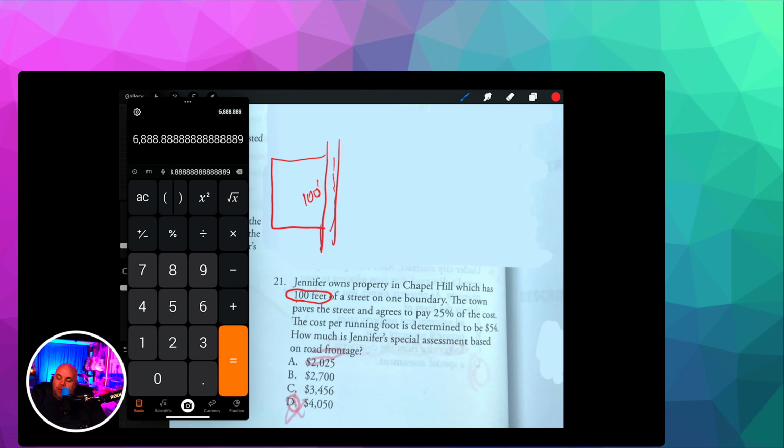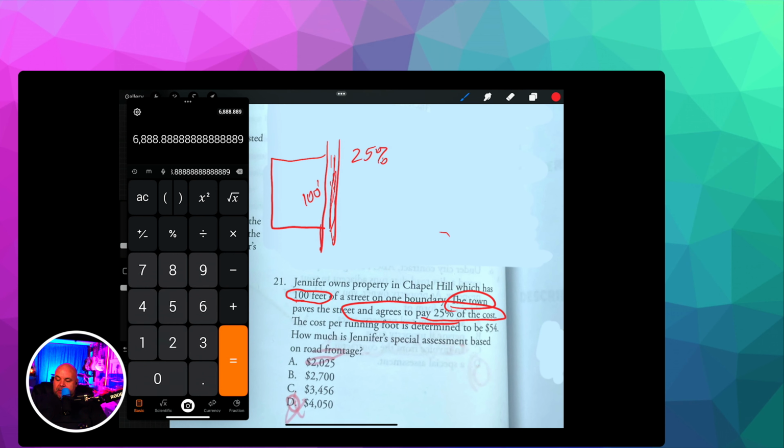Terrible road I've drawn here. But here's the road. She has 100 feet. Her front footage is 100 feet. And so obviously the road is in terrible shape. As you see, I've intentionally drawn it poorly. The town paves the street, freshly paves it. The town agrees to pay 25% of the cost. Thanks, Chapel Hill. That's nice. So the town's going to pay 25% of the total cost.